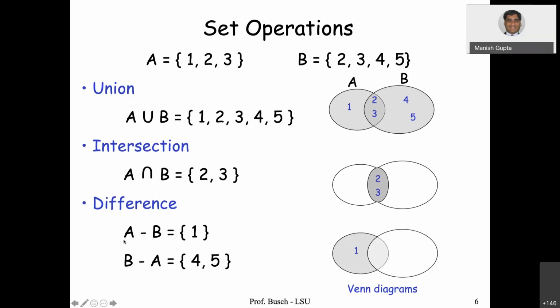Then we can talk about difference, A minus B: all those elements which are in A but not in B, right? There is only one element if you see A. 2 and 3 are part of B, so we can remove them and only 1 is left. So A minus B is {1}. Similarly, we can define B minus A as {4, 5}: all those elements in B which are not in A, right? So 4 and 5 are the only elements in B which are not in A. We can represent everything like this in a Venn diagram. Okay, that is okay.